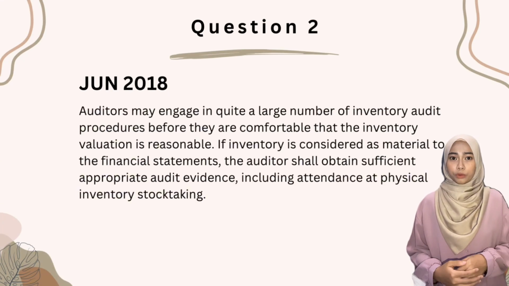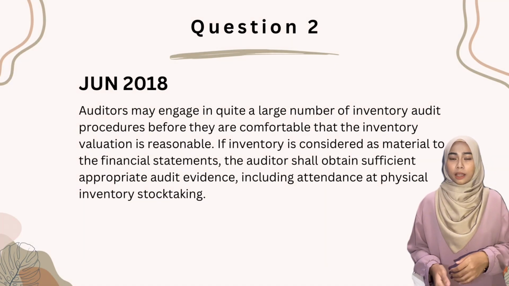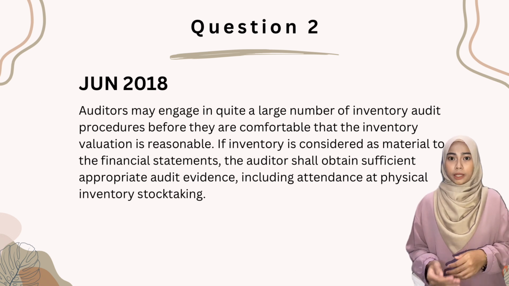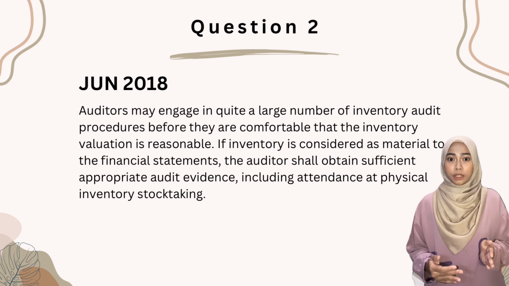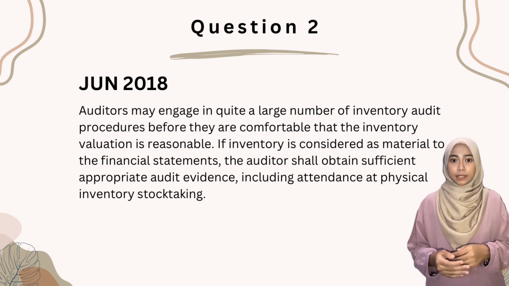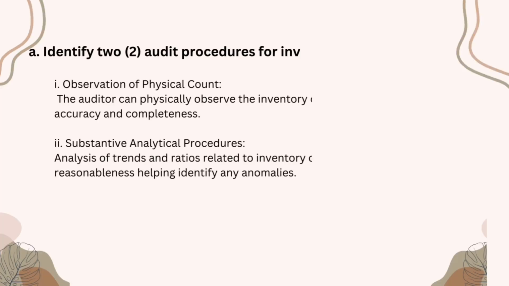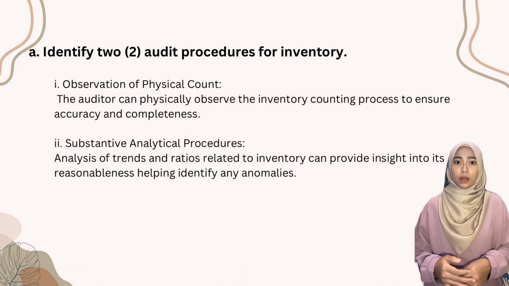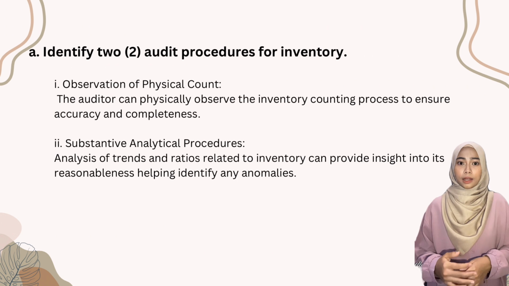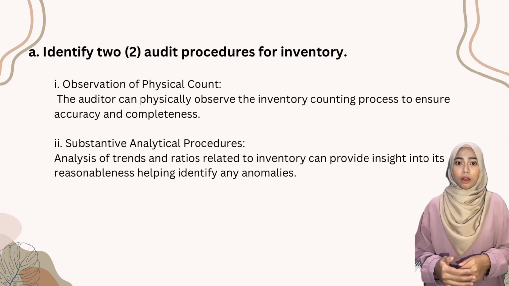Now we move to question 2, which is from June 2018. The question states that auditors may engage in a large number of inventory audit procedures before they are comfortable that the inventory valuation is reasonable. If inventory is considered material to the financial statements, the auditor shall obtain sufficient appropriate audit evidence including attendance at physical inventory stock taking. The question requires us to identify 2 audit procedures for inventory, and the answer, number 1, is observation of physical count.